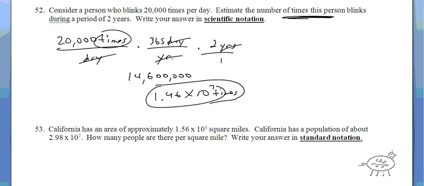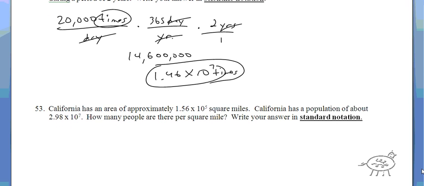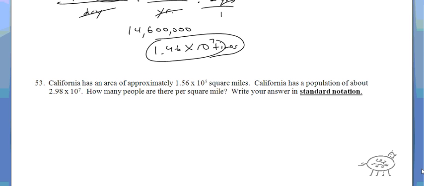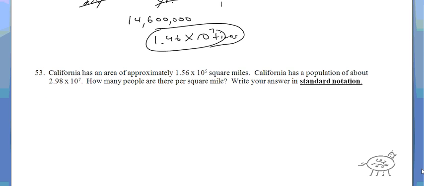Last problem here. California has an approximate area of 1.56 times 10 to the 5th square miles. It has a population of 2.98 times 10 to the 7th. How many people are there per square mile? So people per square mile. So how many people are there? Now it's 2.98 times 10 to the 7th. And per square mile, so 1.56 times 10 to the 5th power.